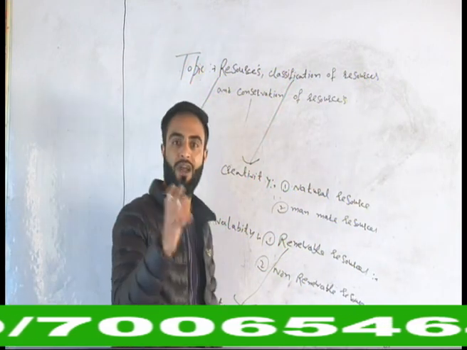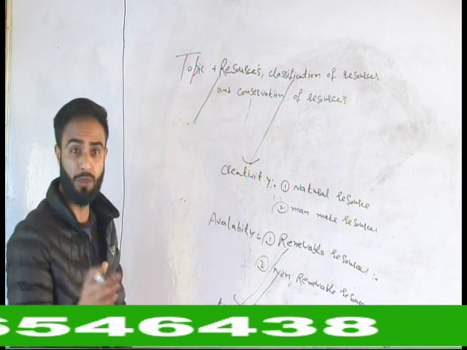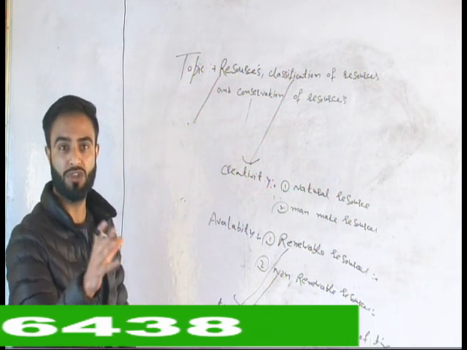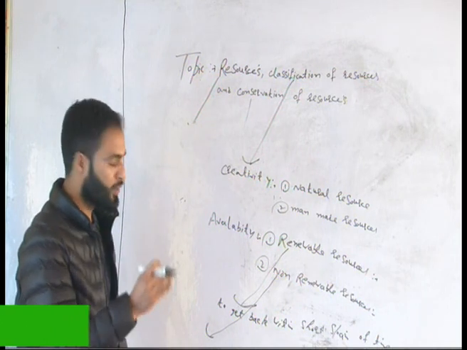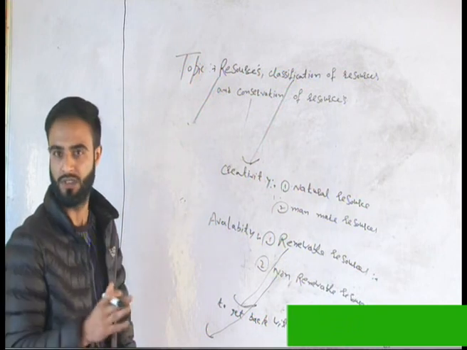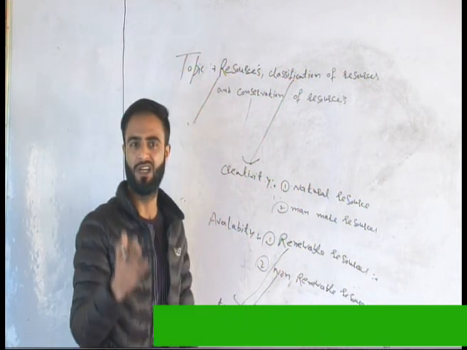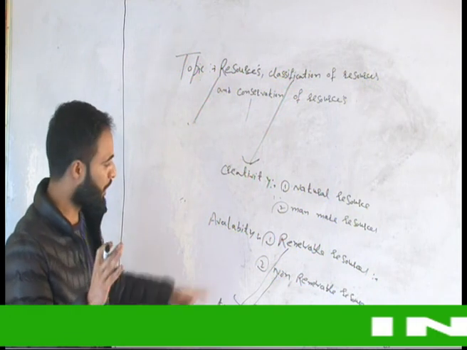Second one is non-renewable resource. Non-renewable resources are resources which can't be taken back within a short duration of time. When we use these resources, it is very difficult to get them back within a short duration of time. It takes plenty of years, either 100 years or thousands of years to get back. These are called non-renewable resources.